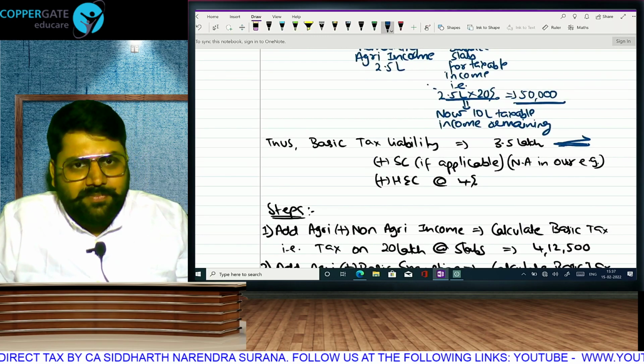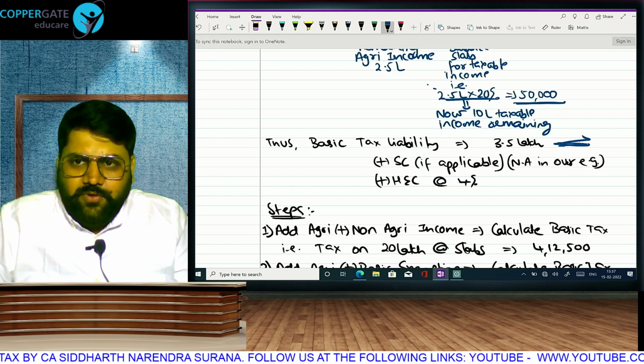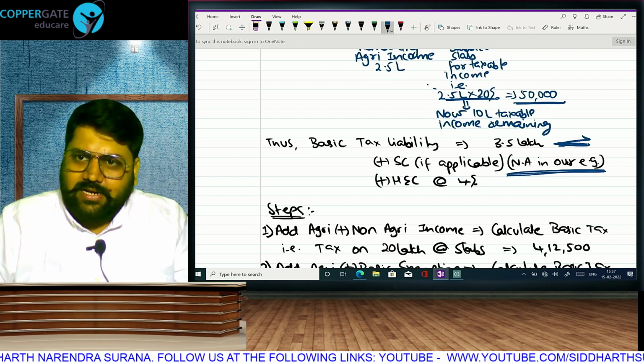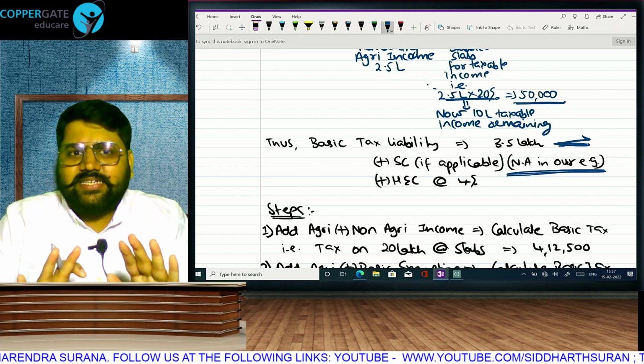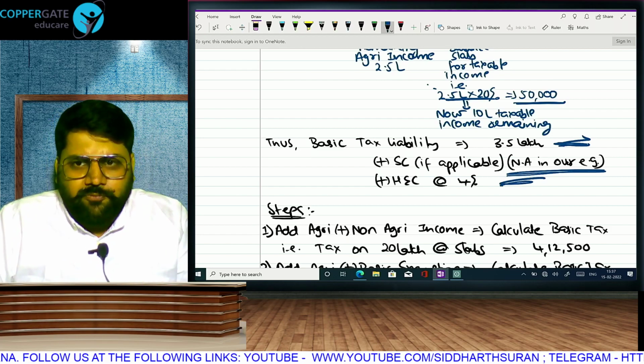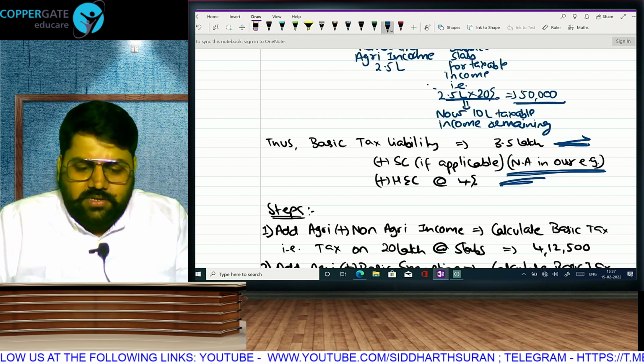Surcharge, if applicable, because we all know surcharge comes after 50 lakh rupees. So in our example, it will not be applicable because in our example, income was only 15 lakh. Once basic tax is done, remaining is same. Surcharge if applicable, and HEC is always applicable at 4% as we are aware of, right?